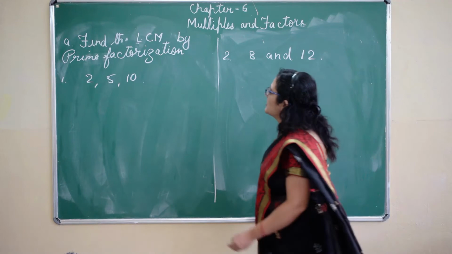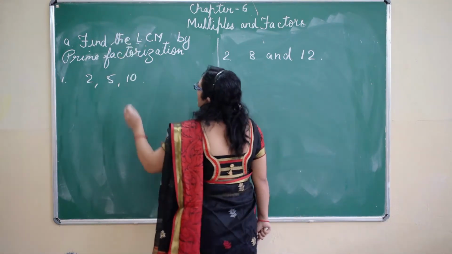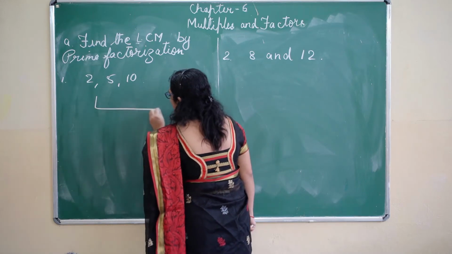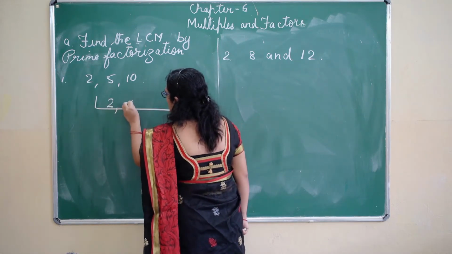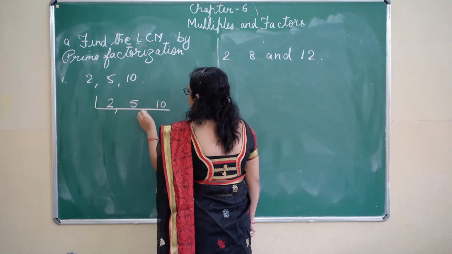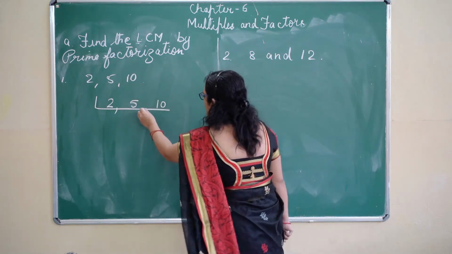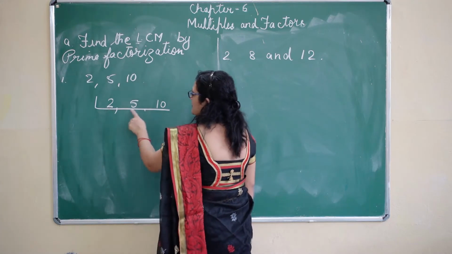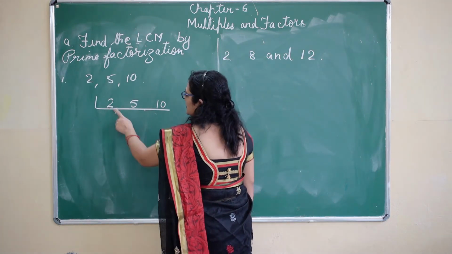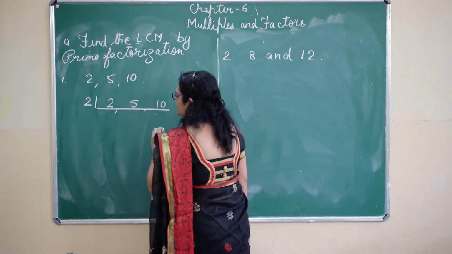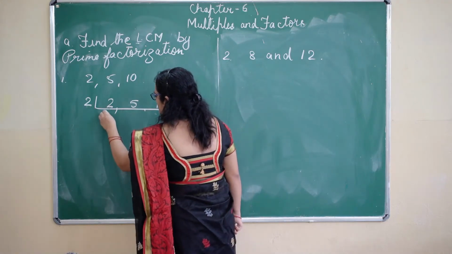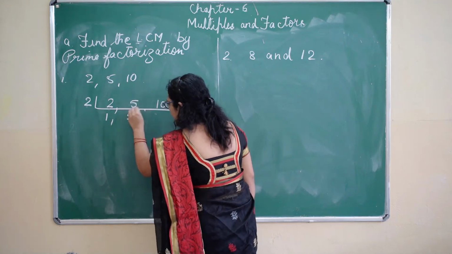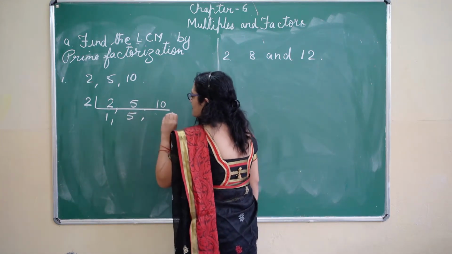Okay, next question. Find the LCM by prime factorization method. How will we do it? We will write like this: 2, 5 and 10. In the prime factorization method, we will see the numbers starting with 2. Table of 2 first. In the table of 2, 2 comes one time. In the table of 2, does 5 come? No. So we will write 5 the same. We will not make any change to the 5.